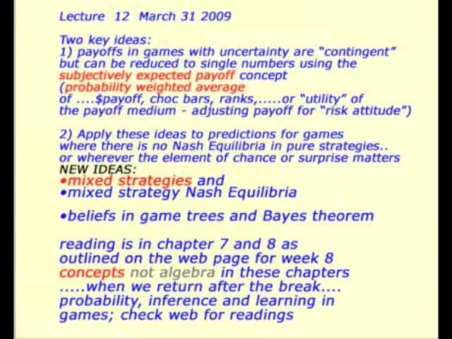But there's two key ideas that we want to get through today. We already introduced one of them yesterday, which is this idea of an expected payoff. I decided, after reviewing what I'd done in the last couple of years and looking at the schedule for the next while, that it might be worthwhile keeping on with this idea of an expected payoff, and then do the stuff about probability, inference and learning in games when we come back.